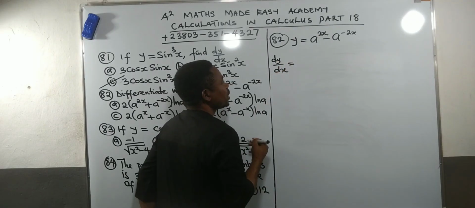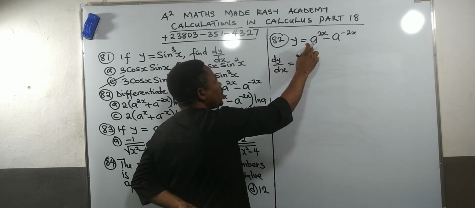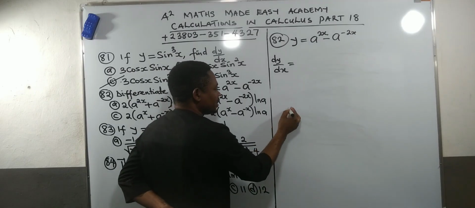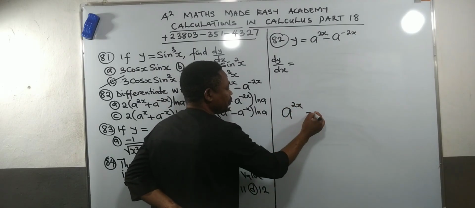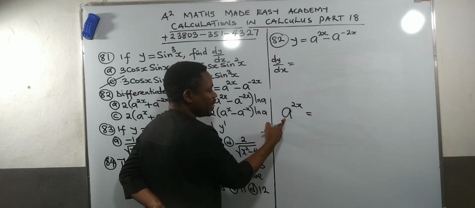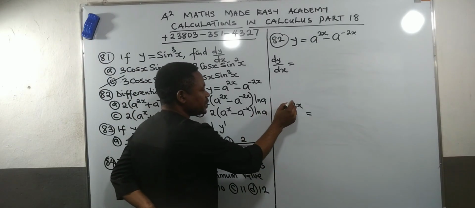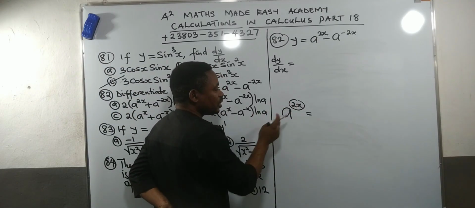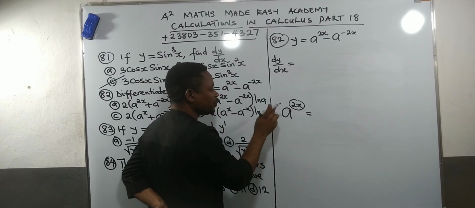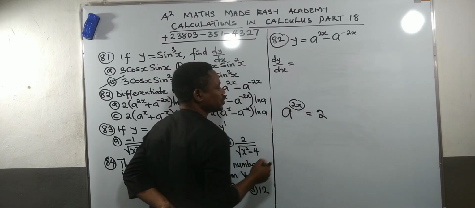Now let's start. This is dy over dx, right? Then equal to. Now this is what we call a number. Look at it. A raised to power 2x. This is how we differentiate a constant at the base and variable at the what? Power. Now the law is this. Differentiate the power. The power is 2x. And when you differentiate 2x, it will give you 2.